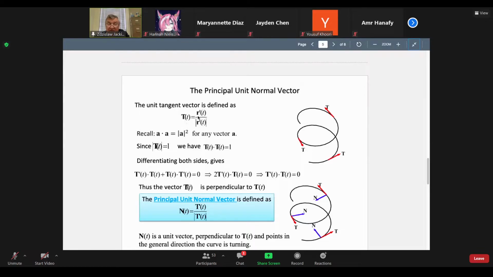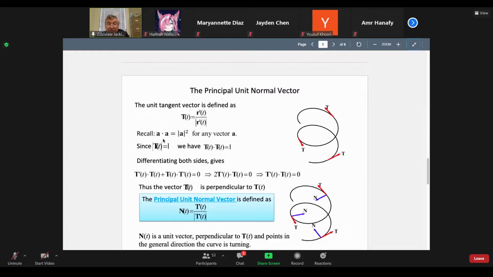The notation for the unit tangent vector is boldface uppercase T. Of course, this unit tangent vector depends on the parameter. As you change the parameter, the unit tangent vector is different at each point. But anyway, the unit tangent vector is easy to compute: you compute the derivative and divide it by the magnitude of the derivative. So that's the unit tangent vector.